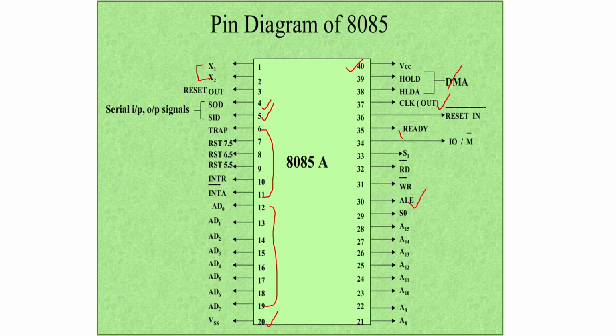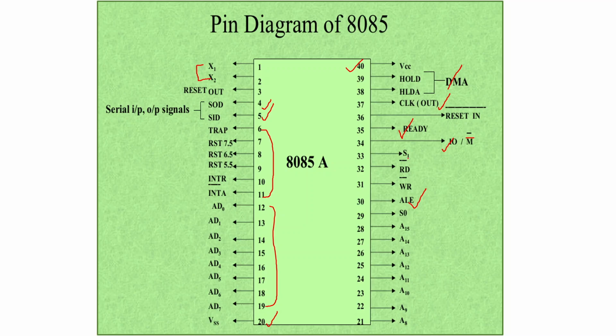will be connected is indicated through this ready signal. If the ready signal is high, then it will transfer the data to low speed peripherals. And these are some control signals, input output and memory. If the IO/M bar pin, the 34th pin, is 0, it indicates either memory read or memory write, and if it is high, it indicates an input output operation.